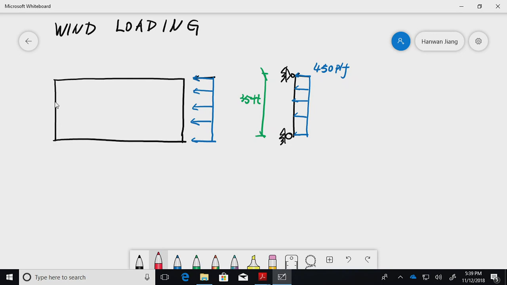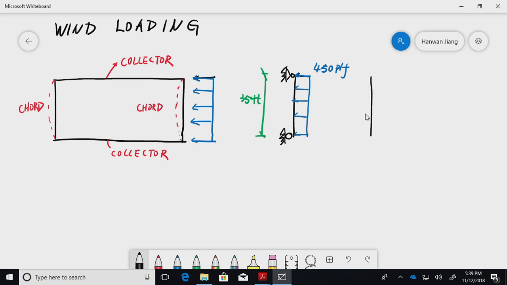So in this case, the short side is going to be the chord. So this becomes the chord, and the member in the long direction becomes the collector. So it's the same, we calculate the maximum moment. The maximum moment would be like this, right?